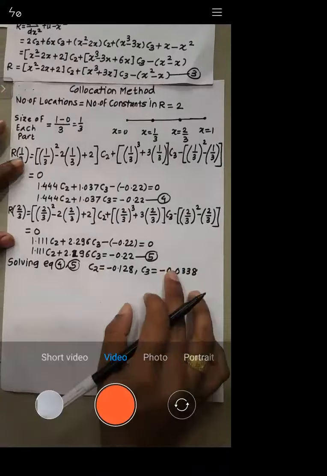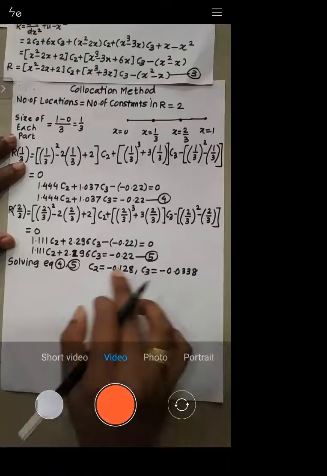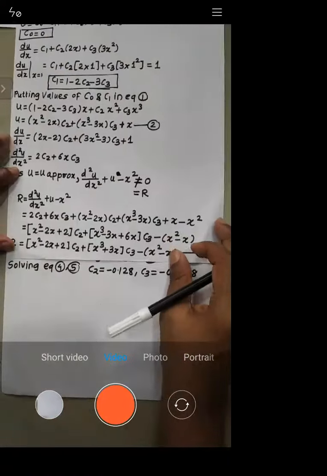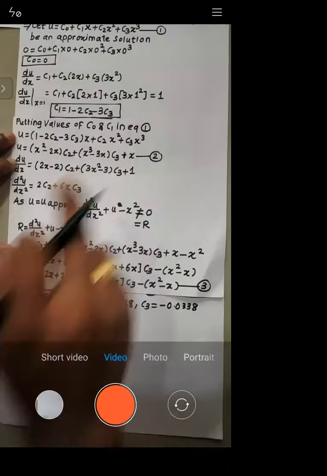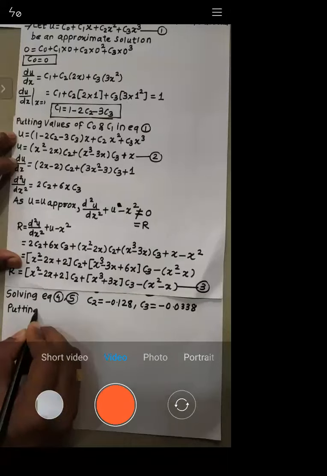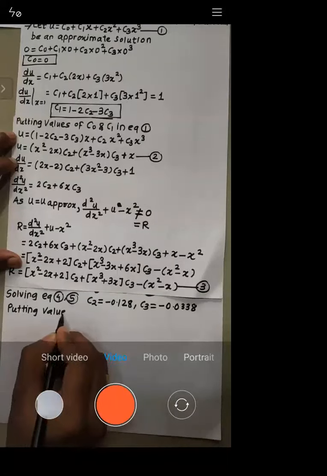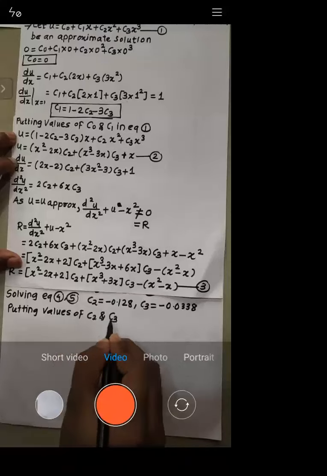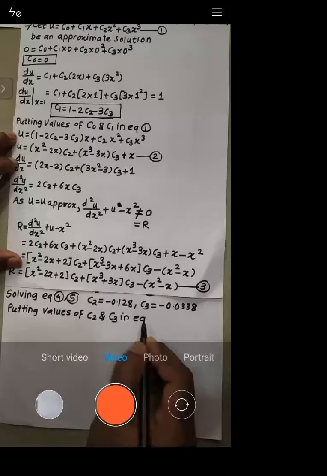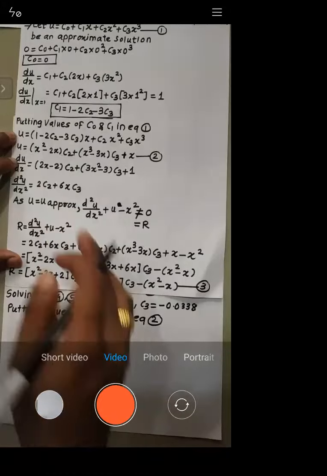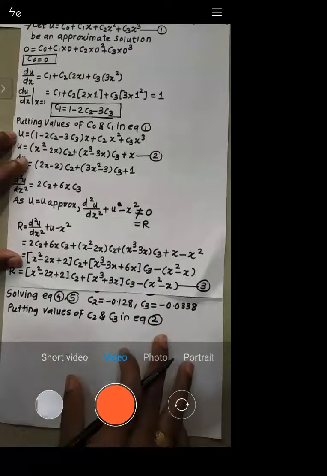So this is C2 and C3, right? Why we have calculated C2 and C3? Because we need to put this C2 and C3 in which equation? We need to put it in equation number 2, right? So putting the values of C2 and C3 in equation number 2. See why we have solved this, because we want C2 and C3. That is the reason why we have solved.